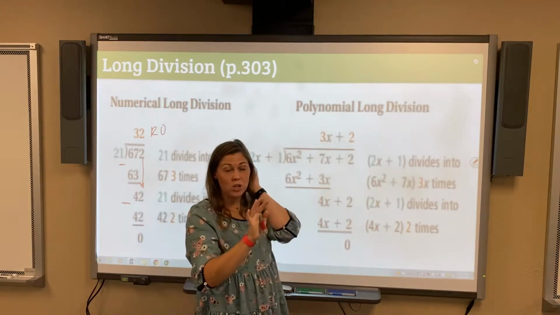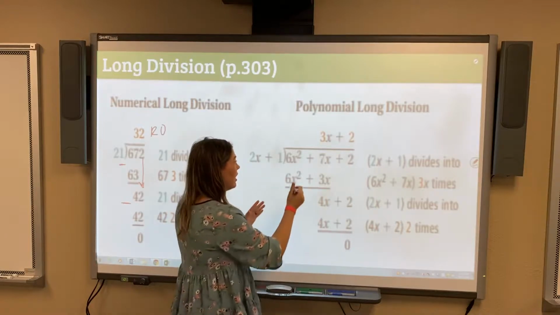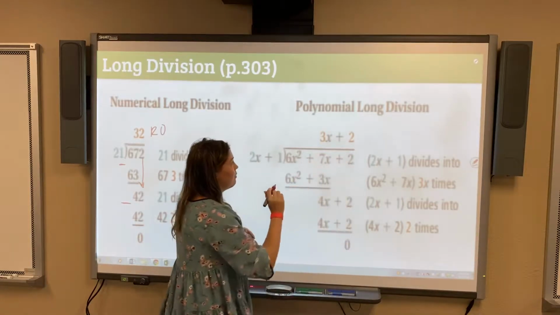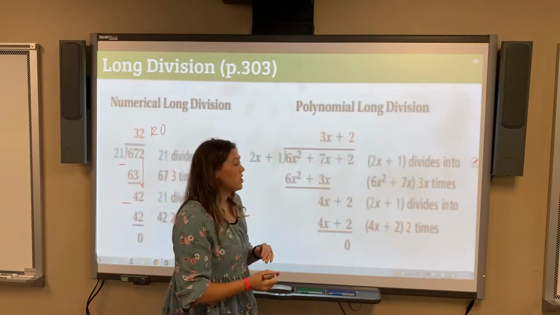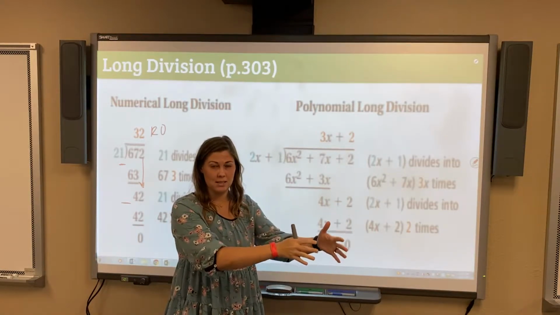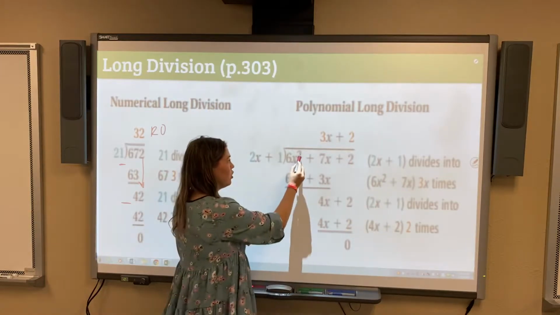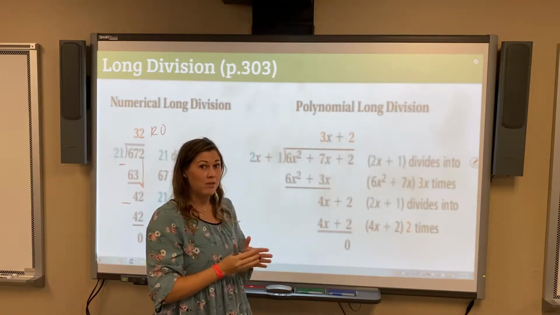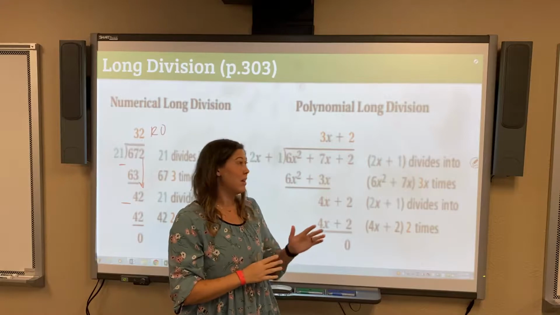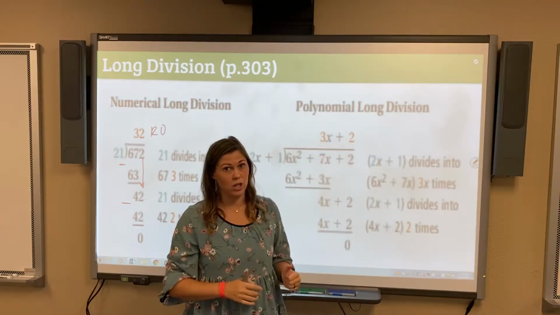Time out. Before I get started, whatever you're dividing into, make sure every term is there. So like x squared, x to the first, constant. So 2, 1, 0. Okay? If not, you have to put a placeholder. But in this one, we have 2, 1, 0, so we're good to go.